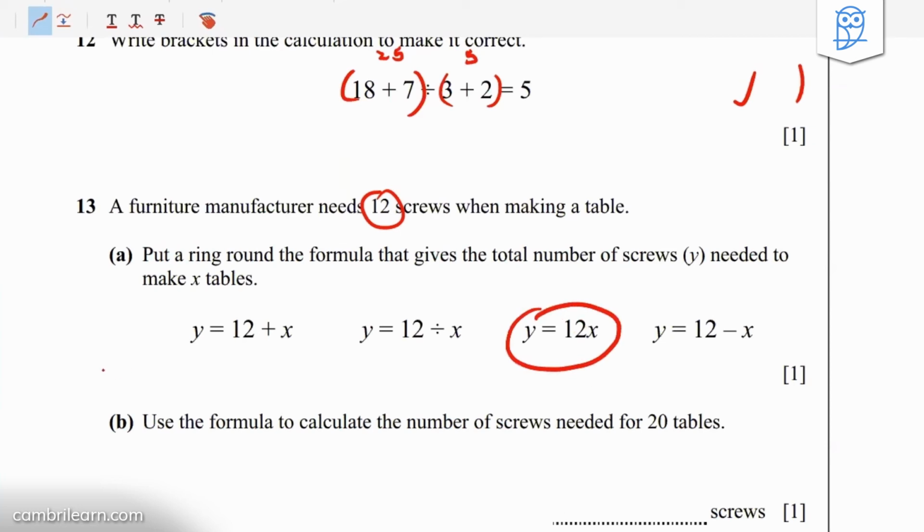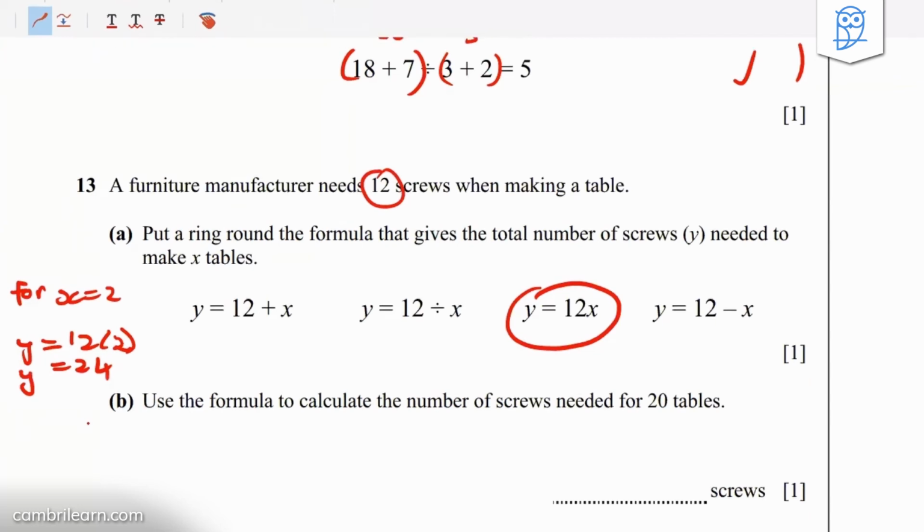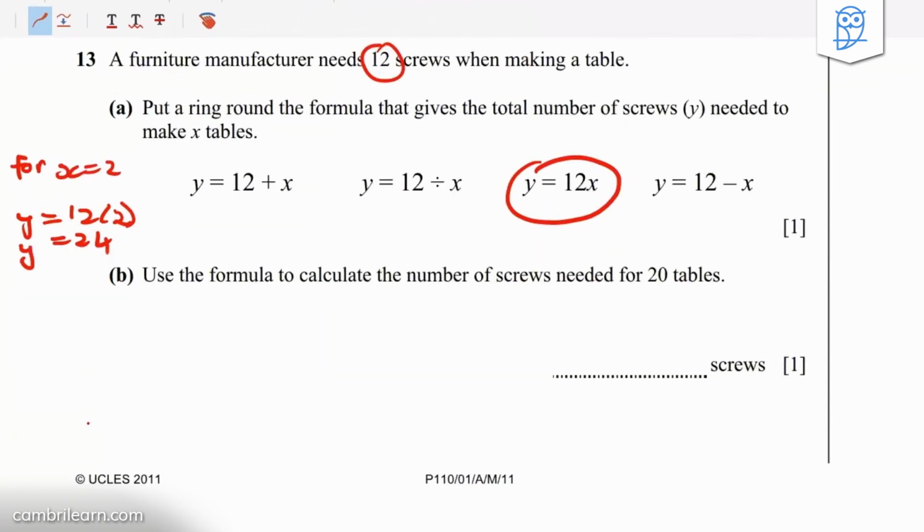And we can maybe test this. Let's say that we had 2 tables. So if X is equal to 2, we have Y is equal to 12 times 2, which gives me 24. So we need 24 screws to make 2 tables, and that makes sense. Okay, so let's look at the next one.